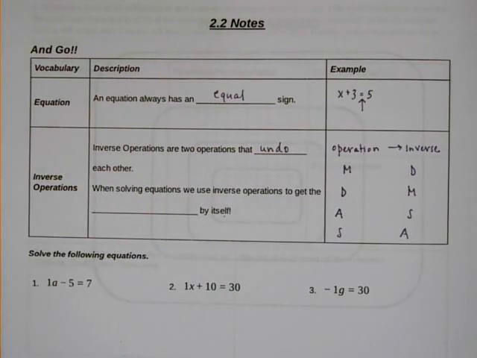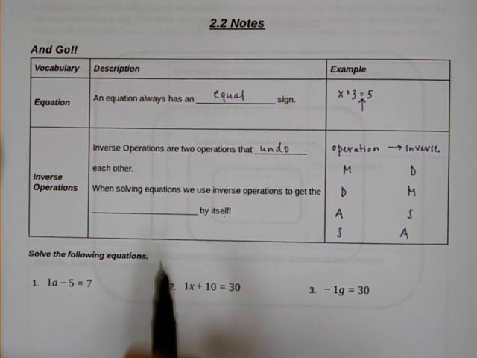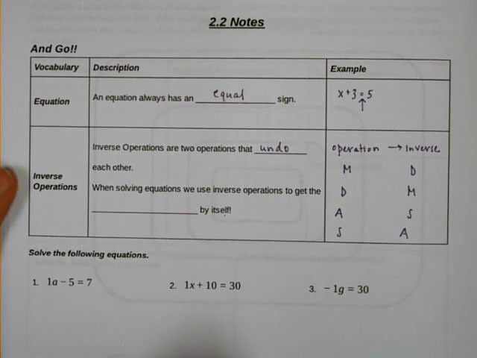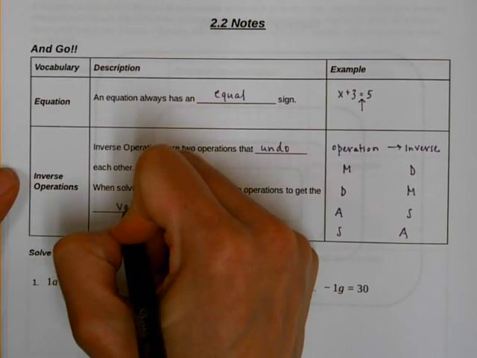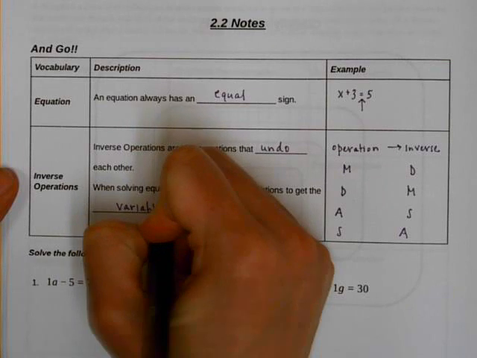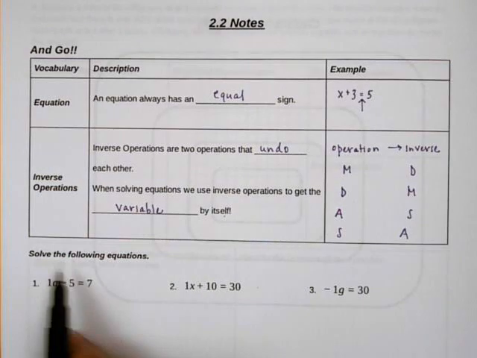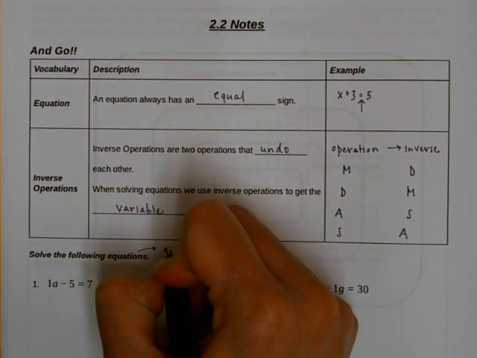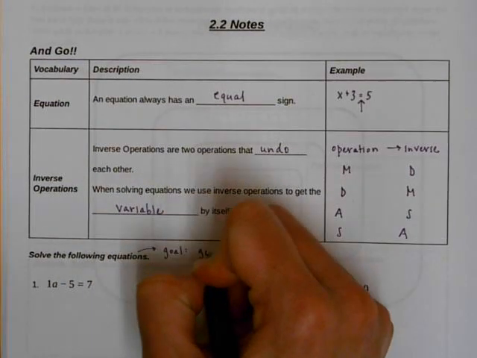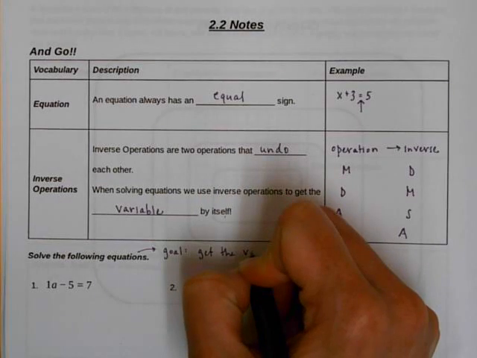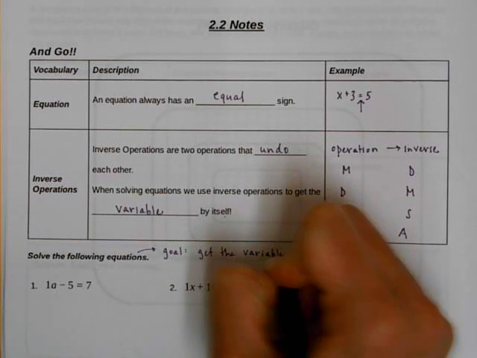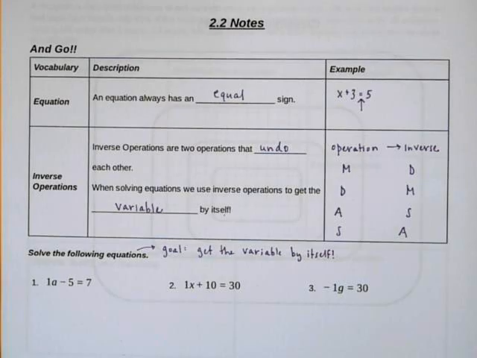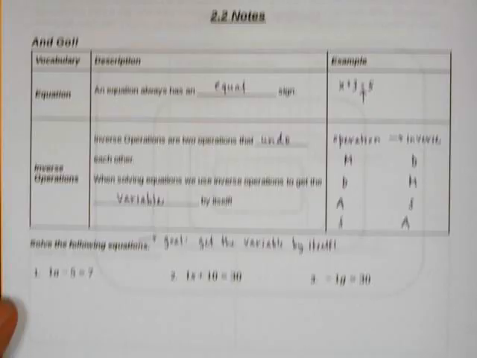So let's see how we use that to solve an equation. Again, when we're solving an equation, we use inverse operations to get the variable by itself. That's our whole goal. So when I see directions that tell me to solve the following equation, again, I know that my goal is to get the variable by itself. So let's go through some practice here on how we do that.